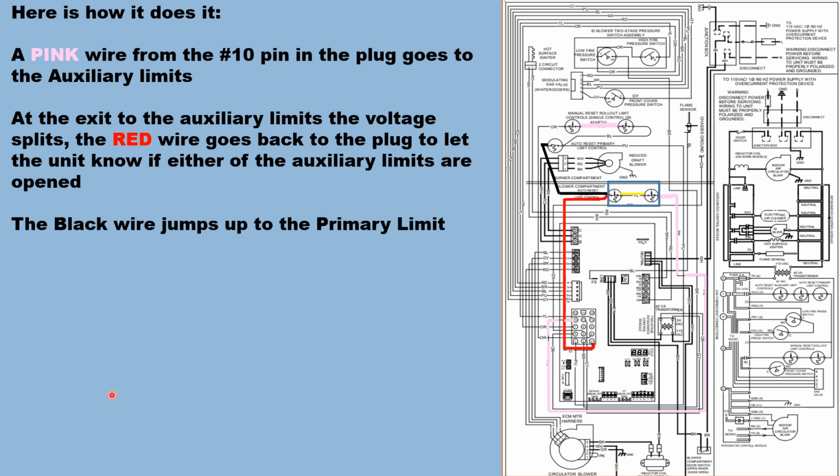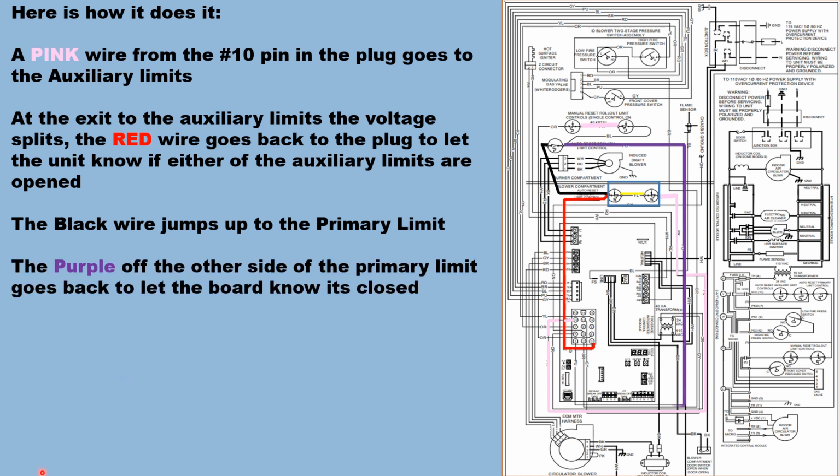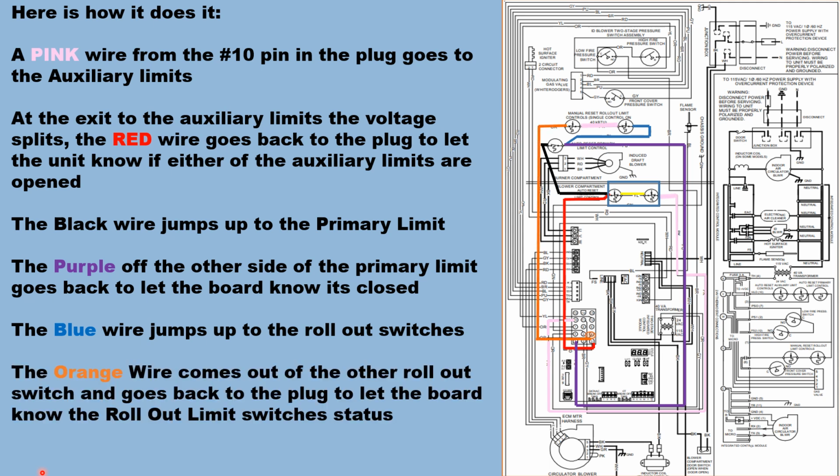The black wire jumps up to the primary limit. The purple wire off the other side of the primary limit goes back to let the board know it's closed. The blue wire jumps up to the rollout switches, goes across them, and comes back on the orange wire, meaning that those switches are closed.